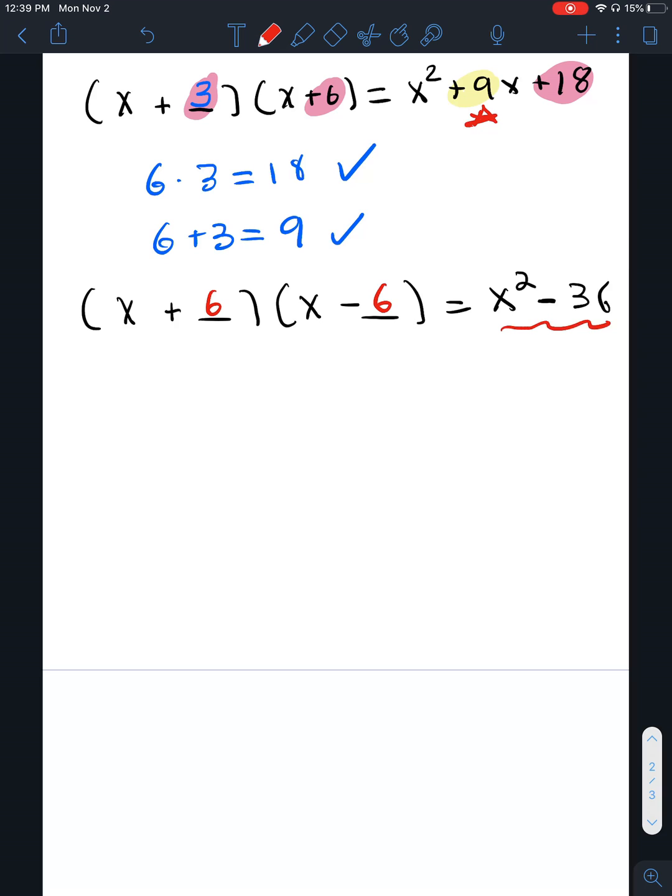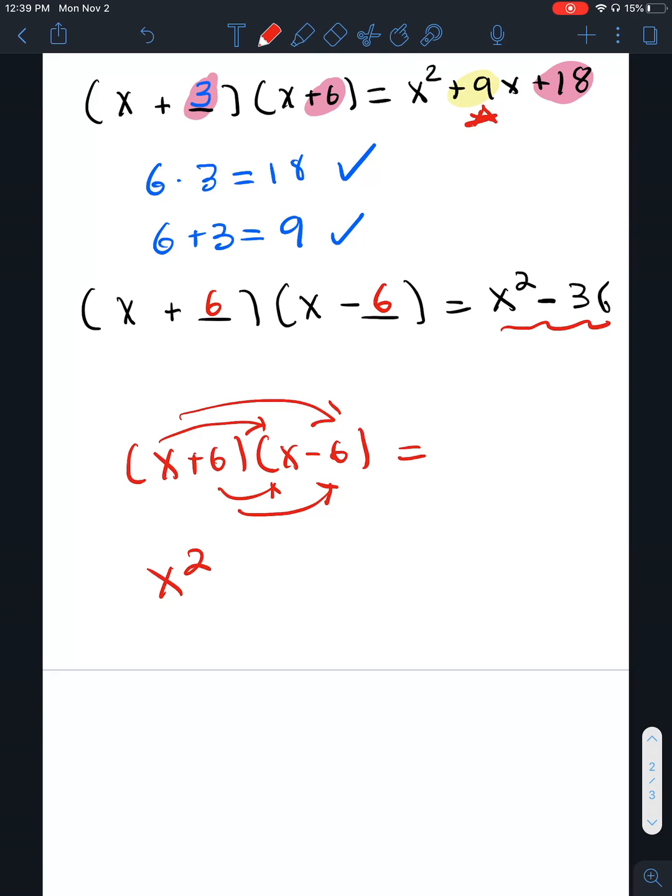But if you're not convinced, that's okay. All we do is we write out our answer, and we are going to distribute and check. X times x is x squared. X times negative 6 is negative 6x. 6 times x is positive 6x. 6 times negative 6 is minus 36. Highlight our middle terms, which will give us 0. And we end up with x squared minus 36. So we are all good.